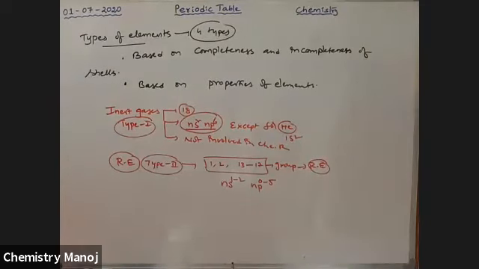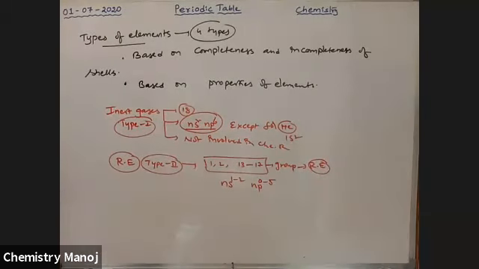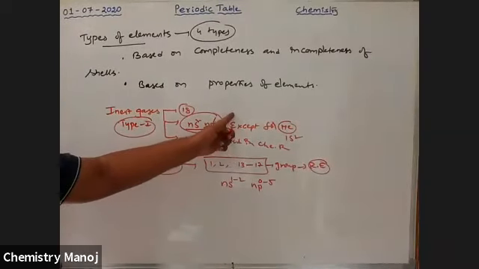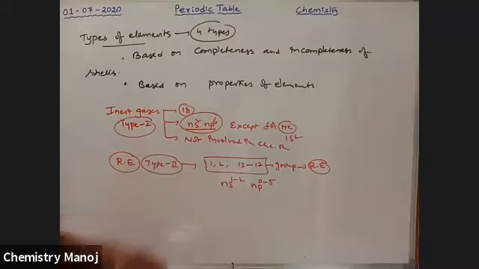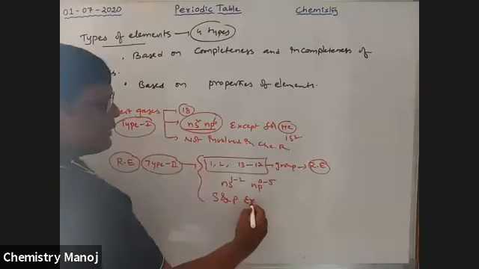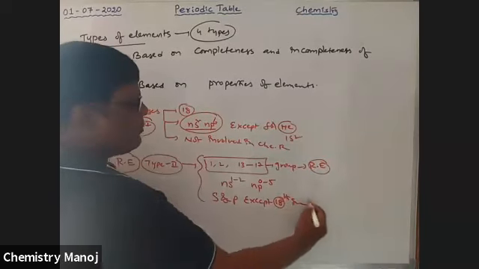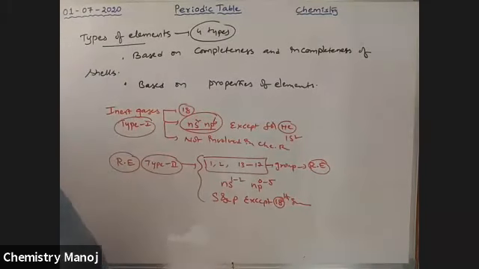And all s and p block elements except the zero group elements, because zero group elements, the 18th group, come under the previous class. Except that 18th group, all remaining s and p block elements come under this class. That means the properties of s and p block elements are applied here for representative elements.